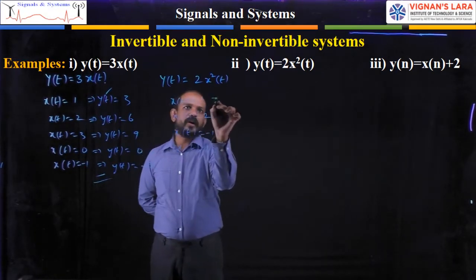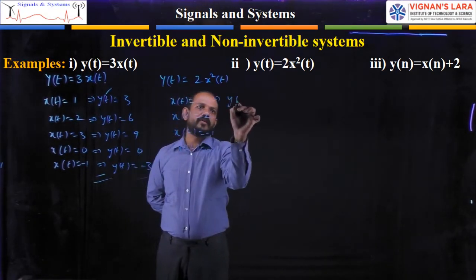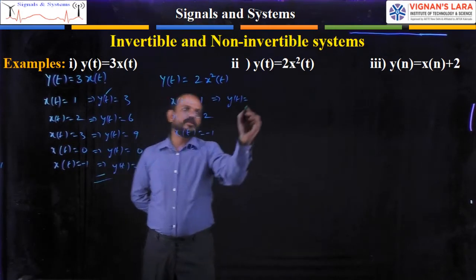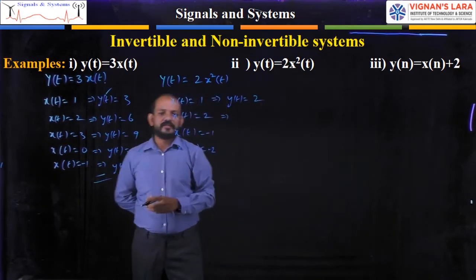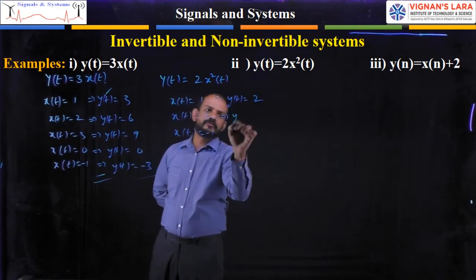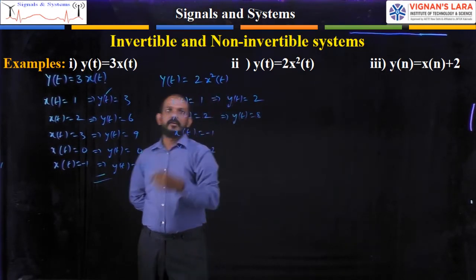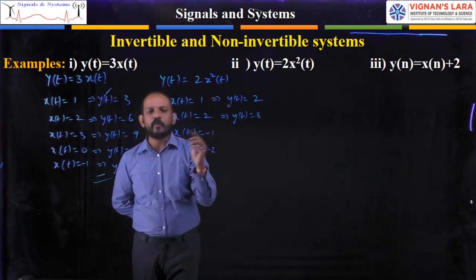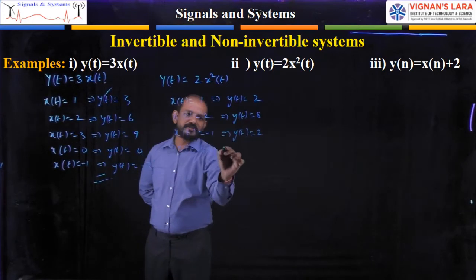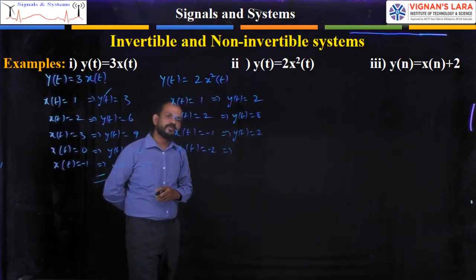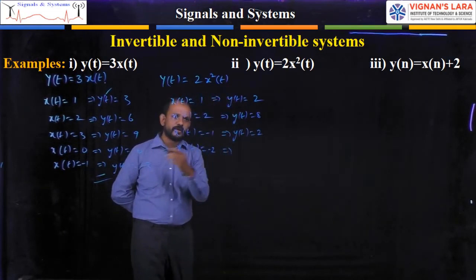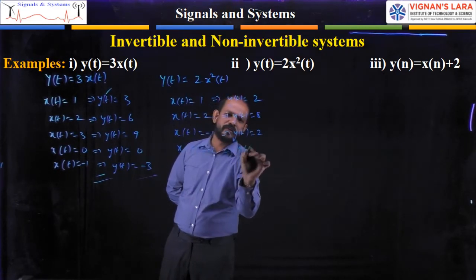So when x of t equal to 1, what is the y of t? It implies y of t equal to 1 square is 1, 2 into 1, 2. Next, 2 square is 4. 4 into 2, 8. -1 whole square is again 1. 1 into 2 is again 2. And the last one, -2 whole square is nothing but +4. 4 into 2 is 8. So y of t equal to 8.